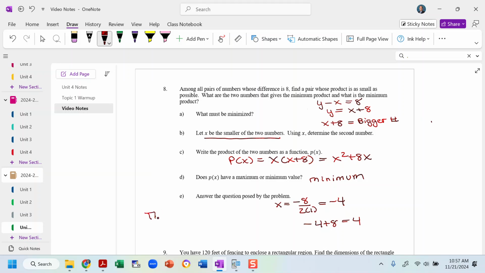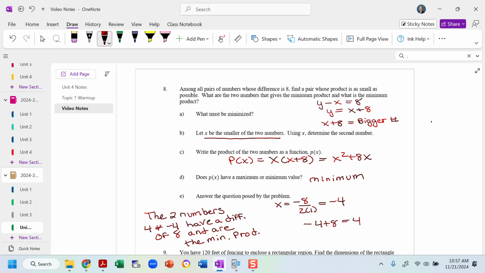So the two numbers, 4 and negative 4, have a difference of 8 and are the minimum product. So basically those two numbers give you the minimum product for all numbers whose difference is 8.